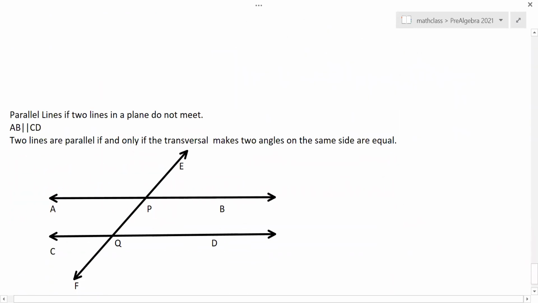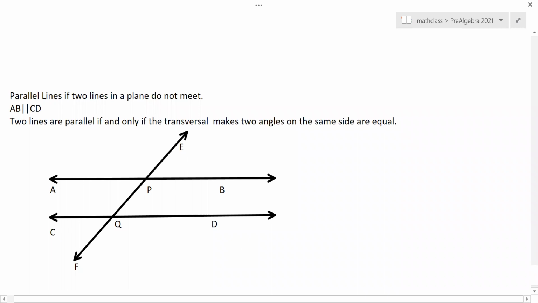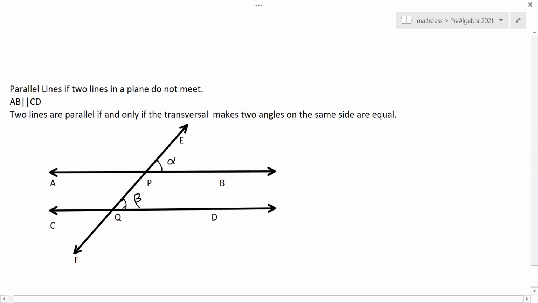The last topic I want to take a few words talking about. When we say two lines are parallel, it means they do not meet if we extend them. But how do you check whether two lines are parallel? If you look, this angle here is alpha and this is beta, okay, so that means two lines are parallel if and only if alpha equals beta. So the line AB is parallel to CD if and only if alpha equals beta. You can check that, okay?